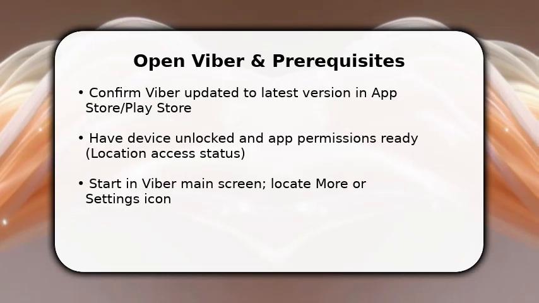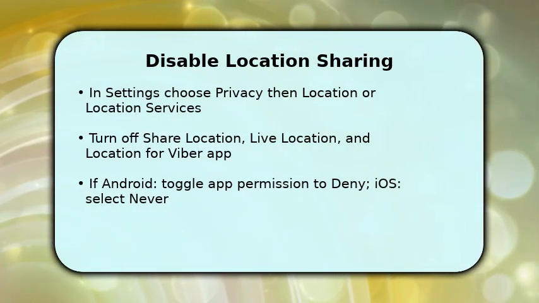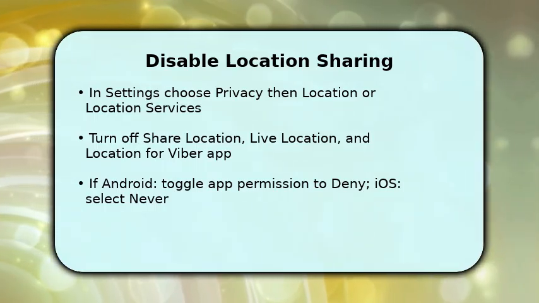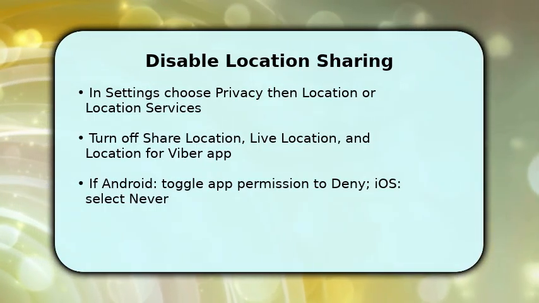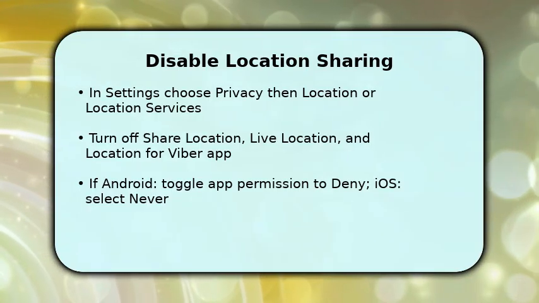Now that you're in Privacy, find Location or Location Services and select Viber from the app list. Tap to change permission. On Android, set permission to deny or only while using app if you still want limited use. On iPhone, choose Never to fully disable.